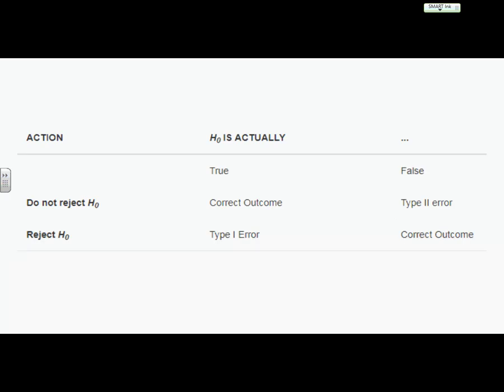Okay? So there's two decisions that we can have. We can either not reject H naught. Notice I didn't say accept. We never say accept in my math class. Or we can reject H naught.